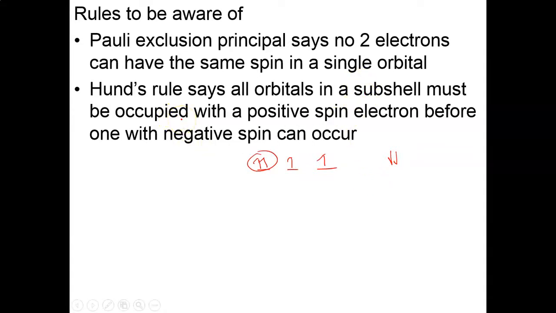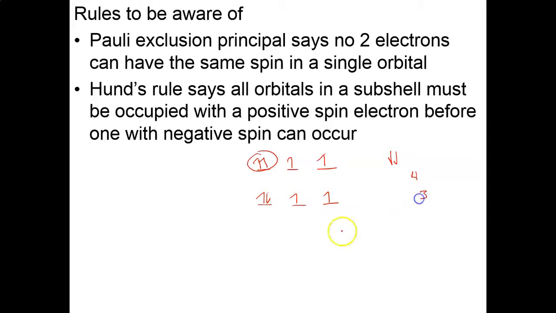Hund, on the other hand, said, you know what? Let's say you have these 3 orbitals, and we have a total of 4 electrons that are possible for this subshell, theoretically. What Hund said is that you cannot do this. You cannot fill a negative one before a positive. Let's try a different example, because aesthetically this is legal now, but the way I filled it was illegal. I couldn't do up down first.